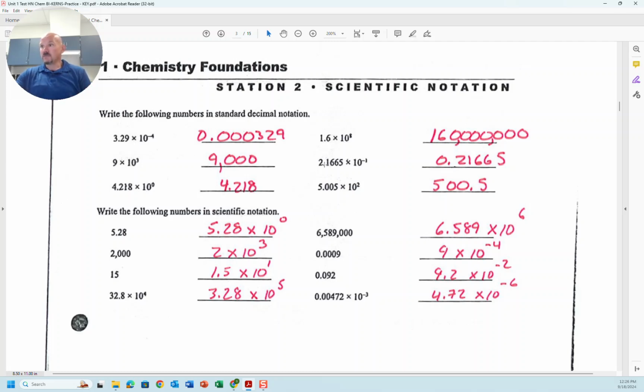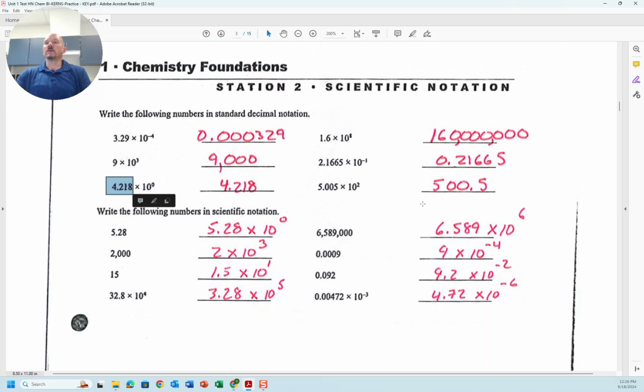Here we got 10 to the negative 1. So all I have to do is move that 1 space to the left. So 2.1665 times 10 to the negative 1 becomes 0.21665. Okay. 10 to the 0, that's kind of a trick question. That means just times 1. So it's really this times 1, right? Anything to the 0th power is 1. So it's really just that.